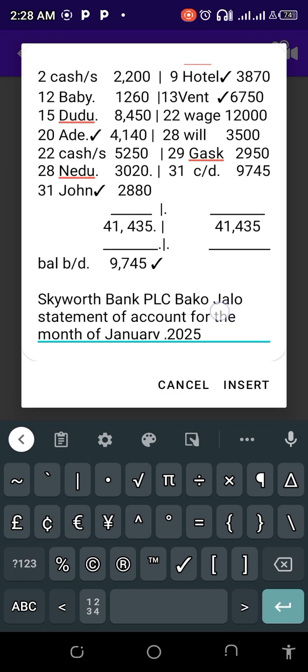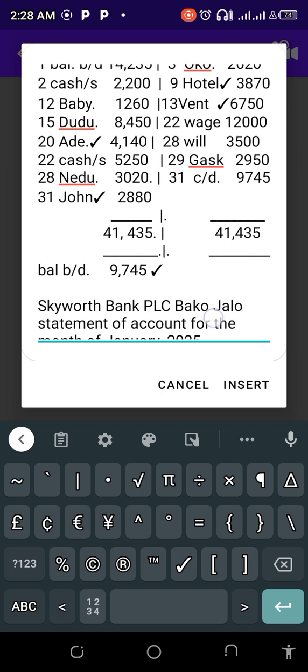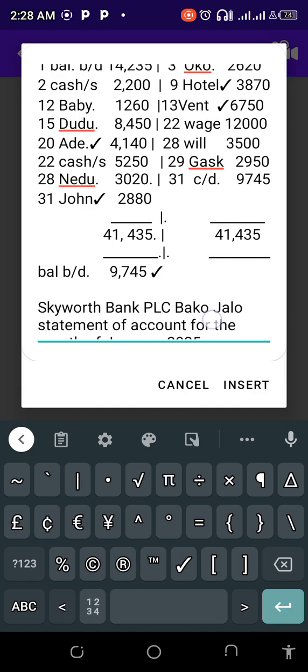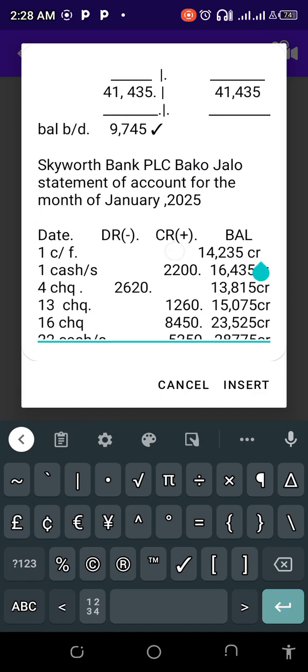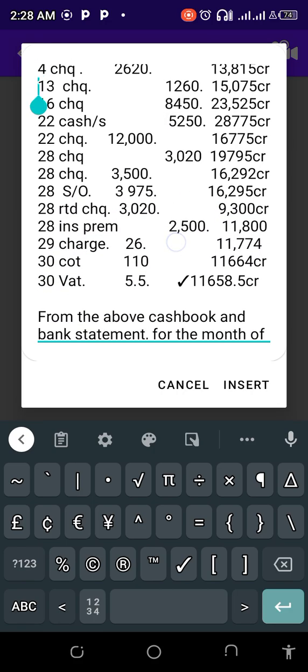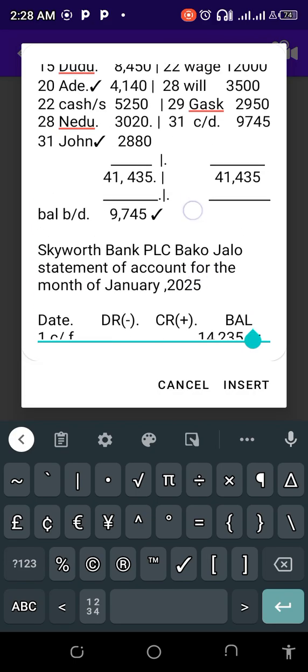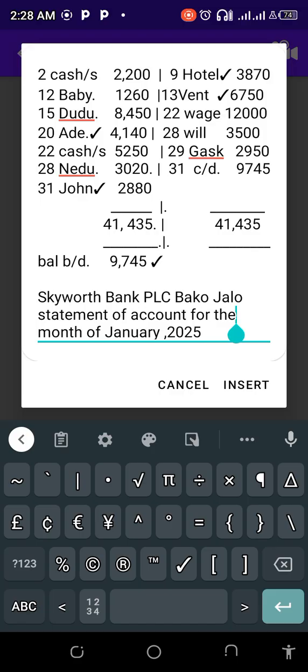Then the next one is what? It is Gas. Gas is 2,950. Is there any transaction on the 29th on the debit side, 2,950? No. So Gas is one of the unpresented checks, and we mark it as such. That is to say that in this question we have gotten 3 unpresented checks.